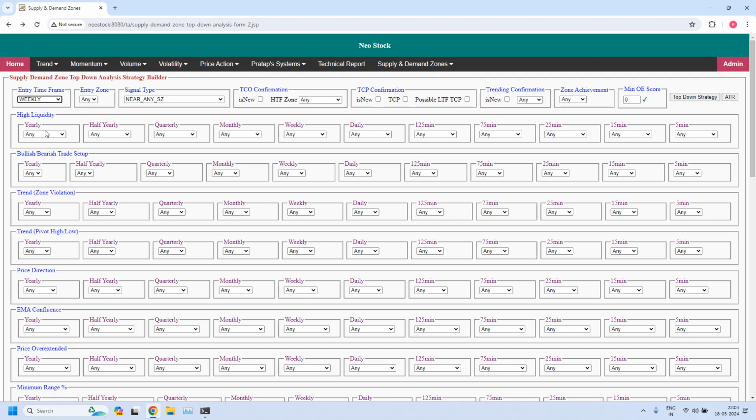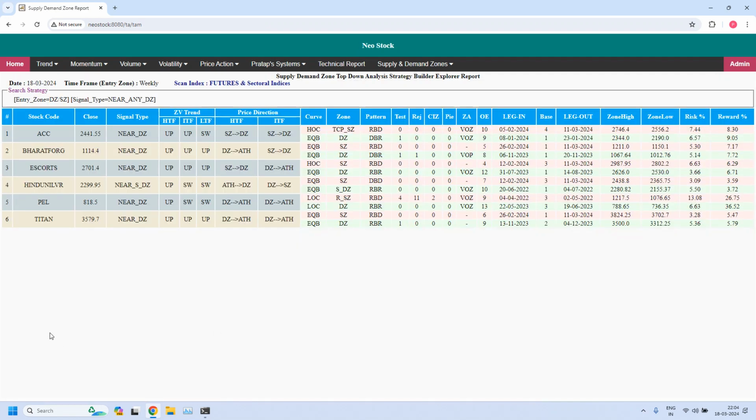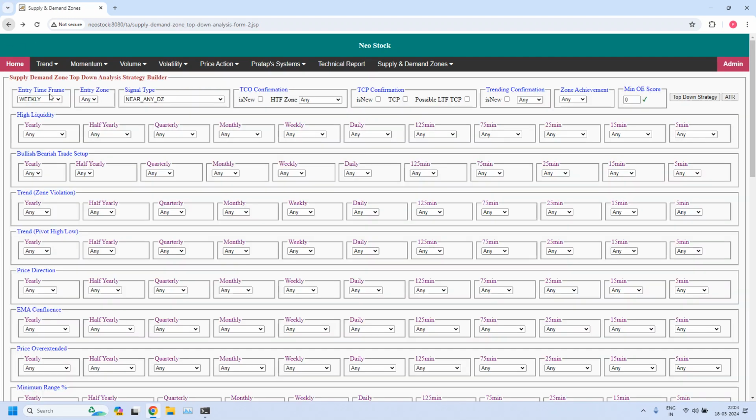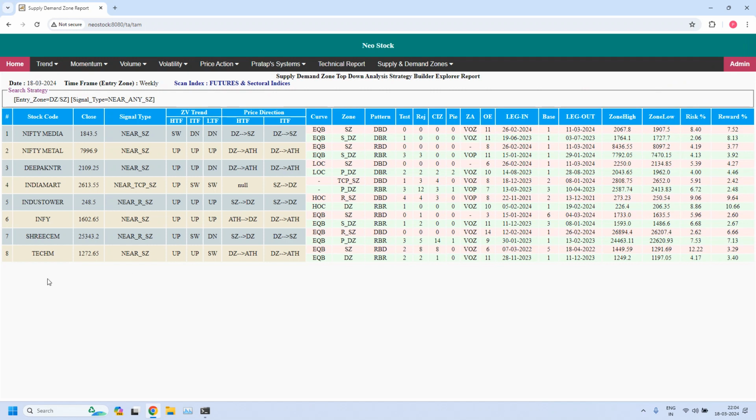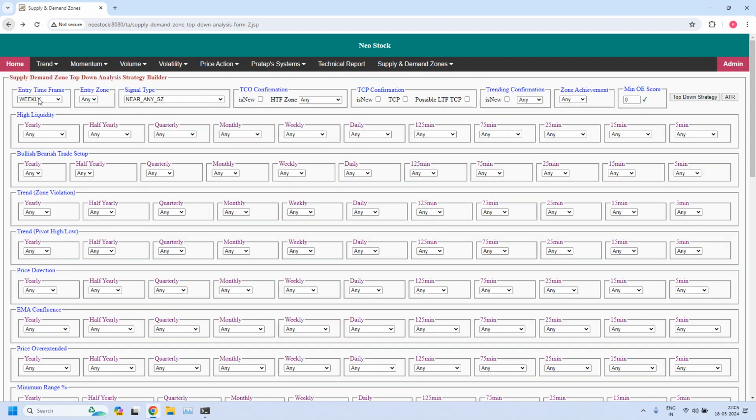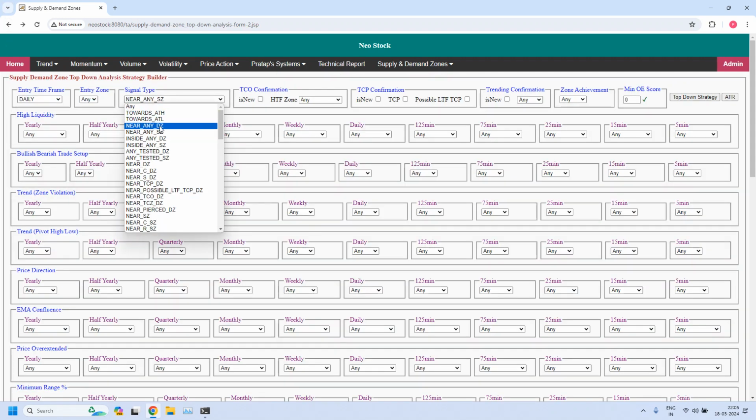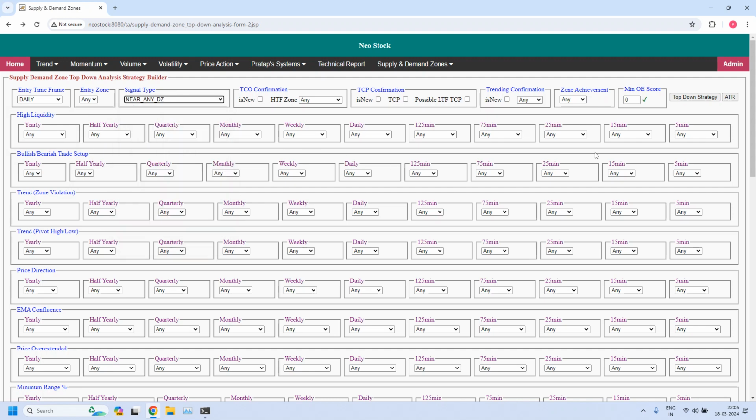Changing the time frame to weekly, let us identify stocks near weekly demand zone. So these six stocks are filtered. So let me go back. For a weekly time frame, let us find the stocks near weekly supply zone. So 8 stocks are filtered. So going back, changing the time frame to daily, let us identify the stocks near daily demand zone.